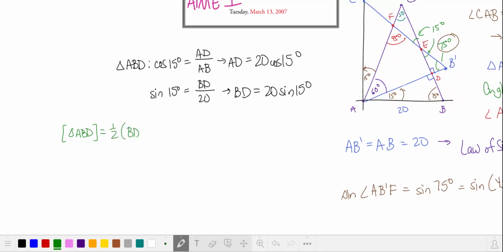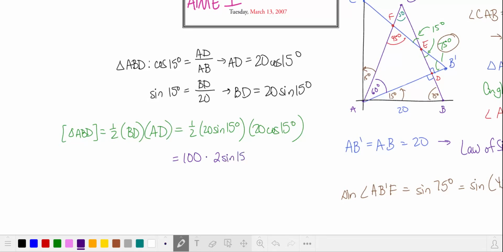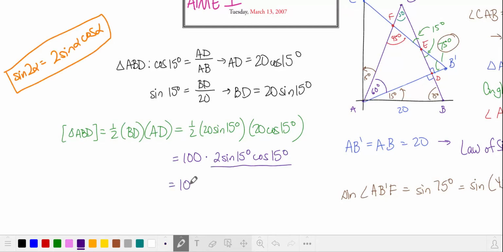We'll take BD and AD. If we combine the factors and write it as 100 times 2 sine 15 cosine 15, you might recognize this as the double angle formula. So we can replace this with the sine of 30 degrees. That's 1/2, so the area of the bigger right triangle is 50.